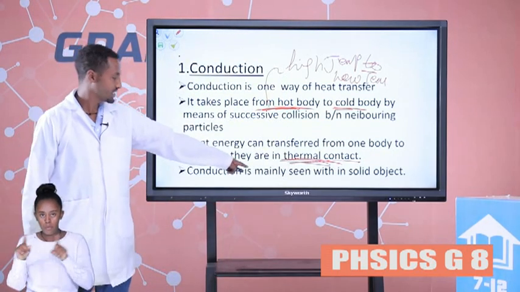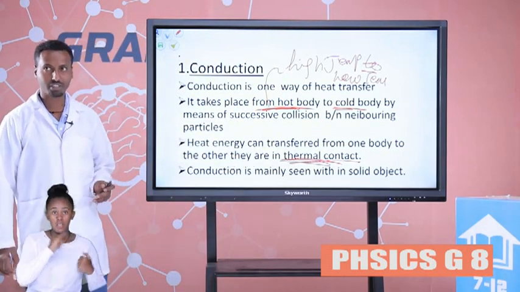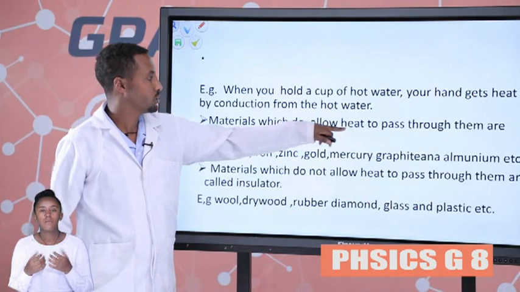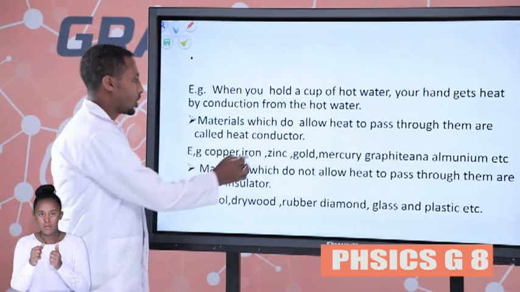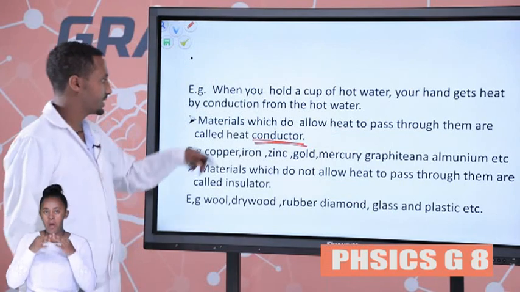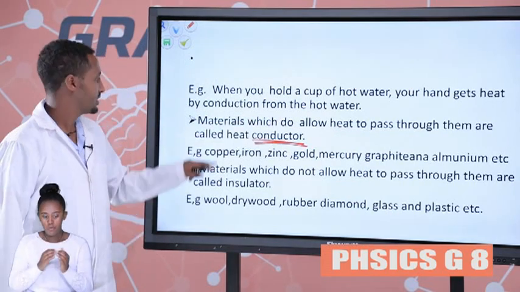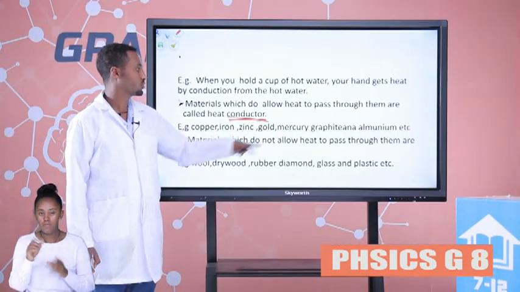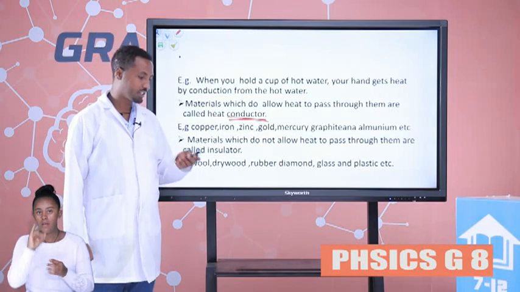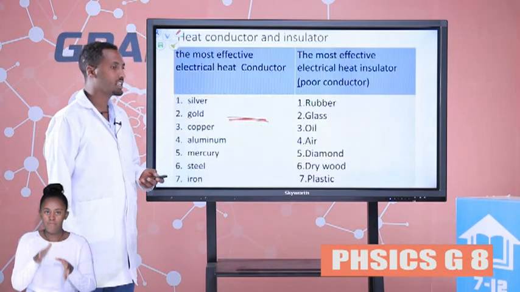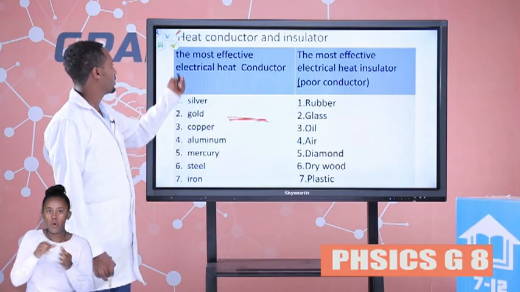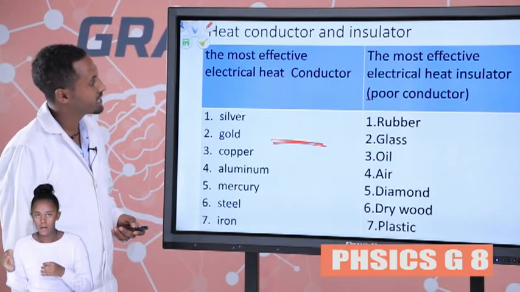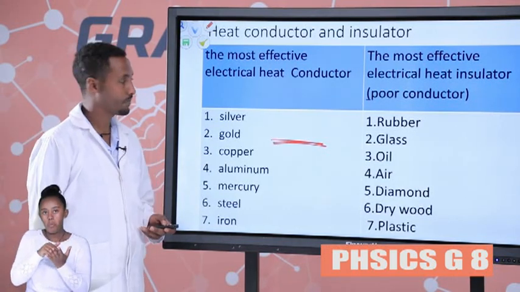And also, conduction is mainly seen in solid objects. Materials which allow heat to pass through them are called heat conductors. And the other materials which do not allow heat to pass through them are called insulators. Now we see the most effective heat conductors and the most effective heat insulators or poor conductors.